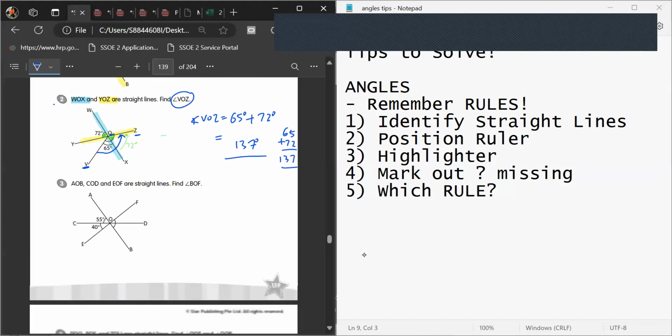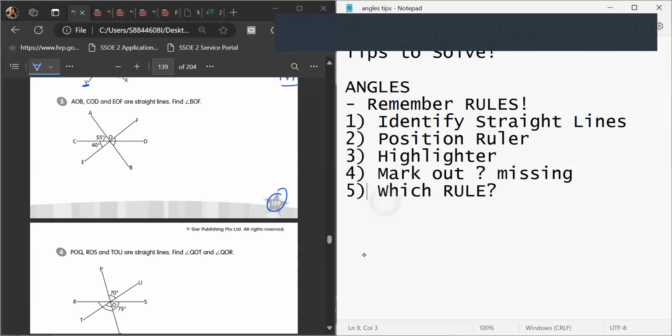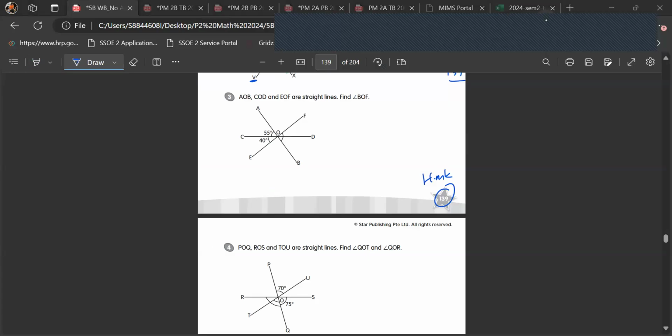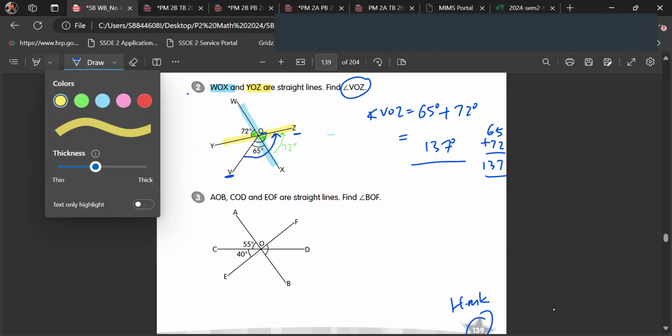Okay. Can I leave you to do the rest? So that's homework. Okay? So now you have 3 lines. That's why I say I like to use the highlighter when the question starts.